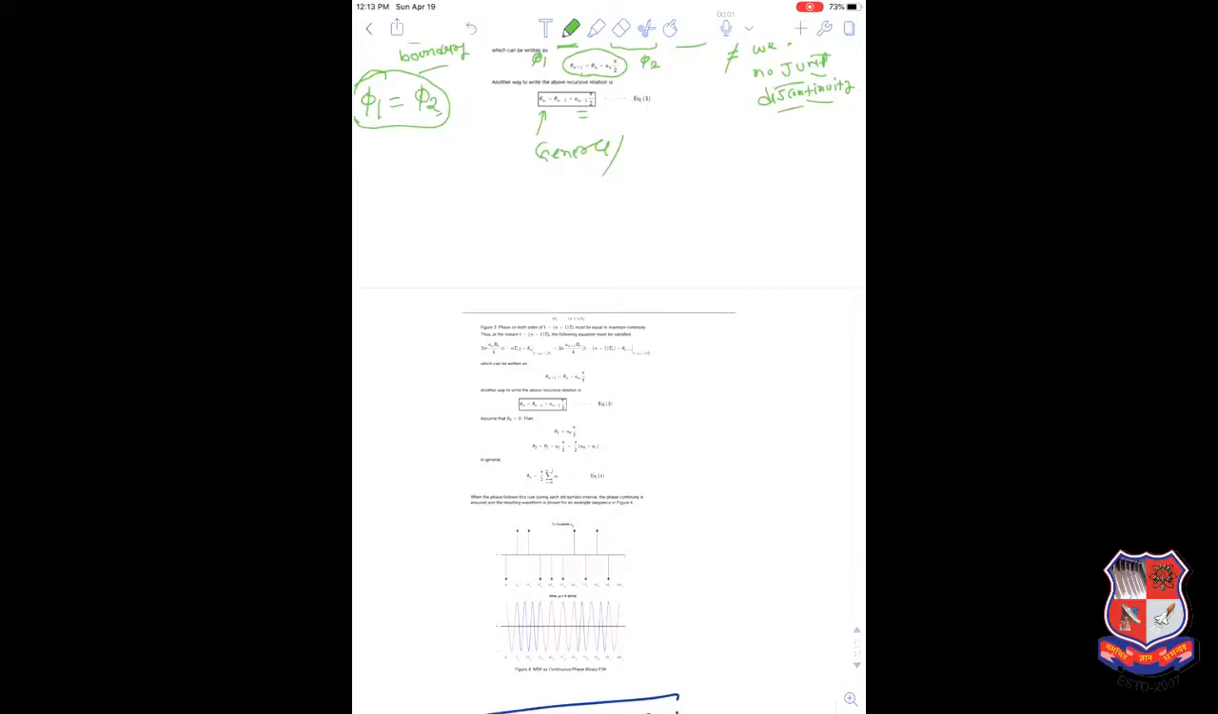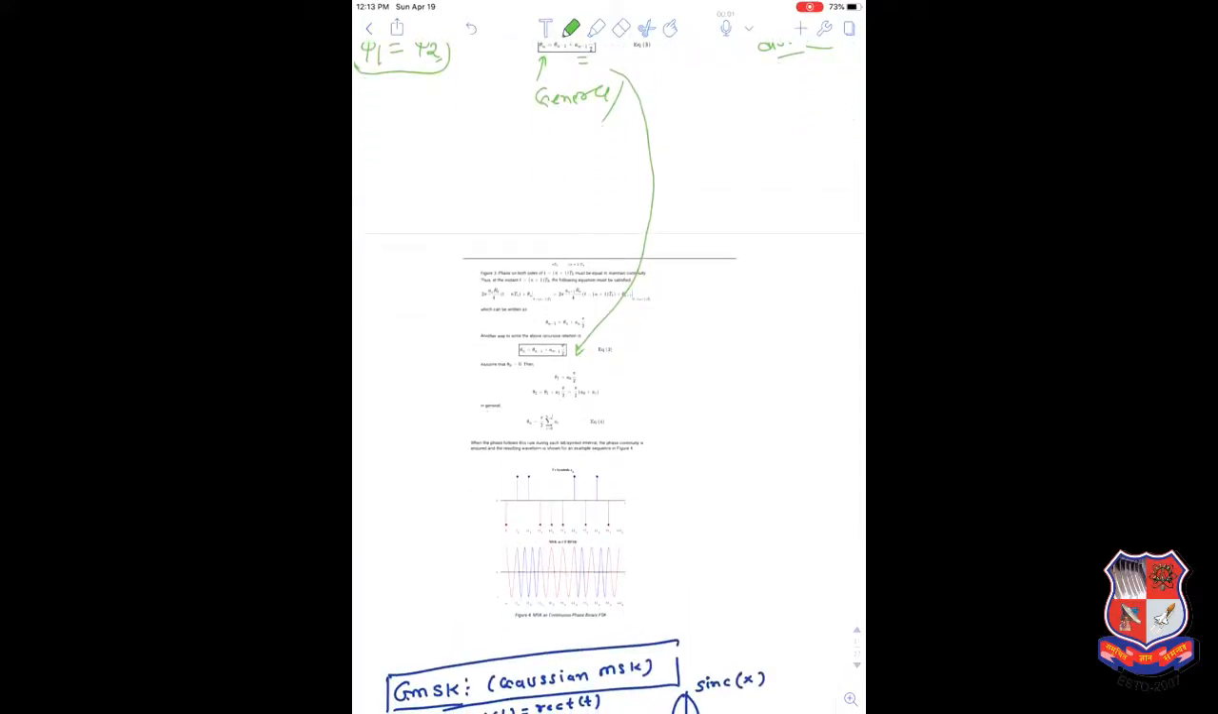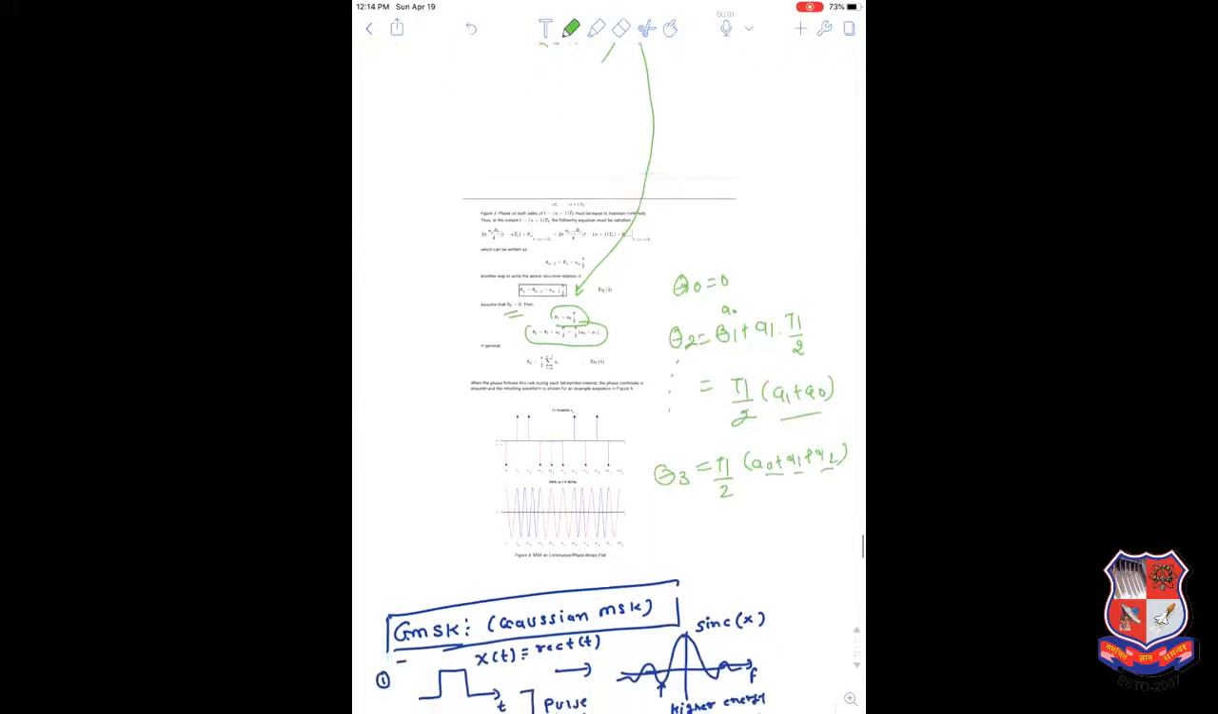Now, solving in a more general mode, we have the same equation over here. This is a recursive process: first we find theta 0, then theta 1, then theta 2. If we assume the first phase theta 0 is 0, then theta 1 can be identified, and putting that in, we can find theta 2. So theta 2 is theta 1 plus a1 pi by 2, and for theta 1 combined with a0, it gives a1 plus a0, with pi by 2 common. Going further, theta 3 is pi by 2 times a0 plus a1 plus a2. What are a0, a1 and a2? They just show the symbols.